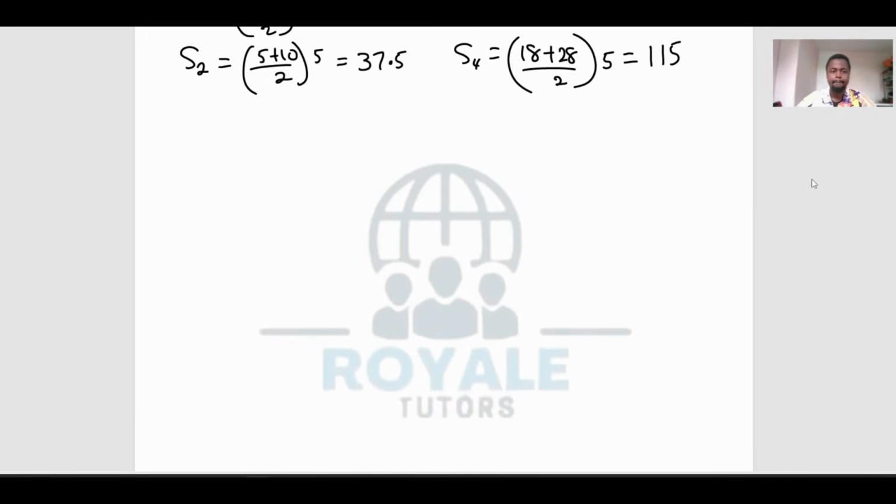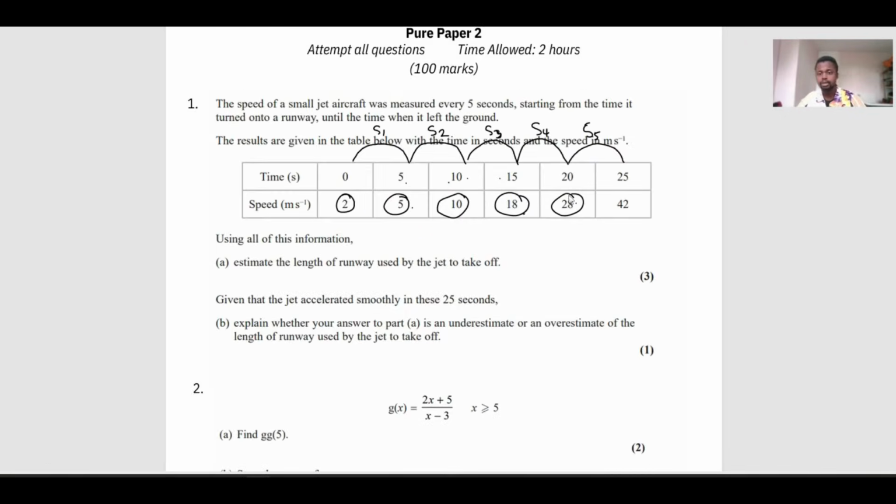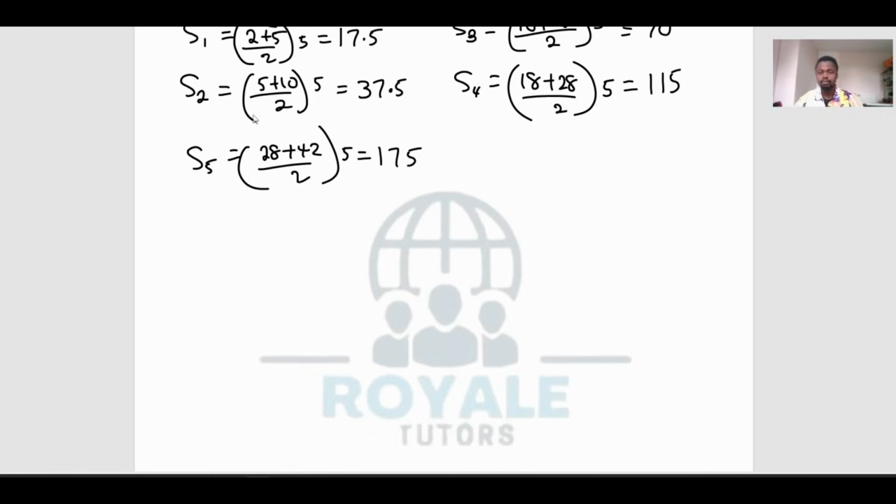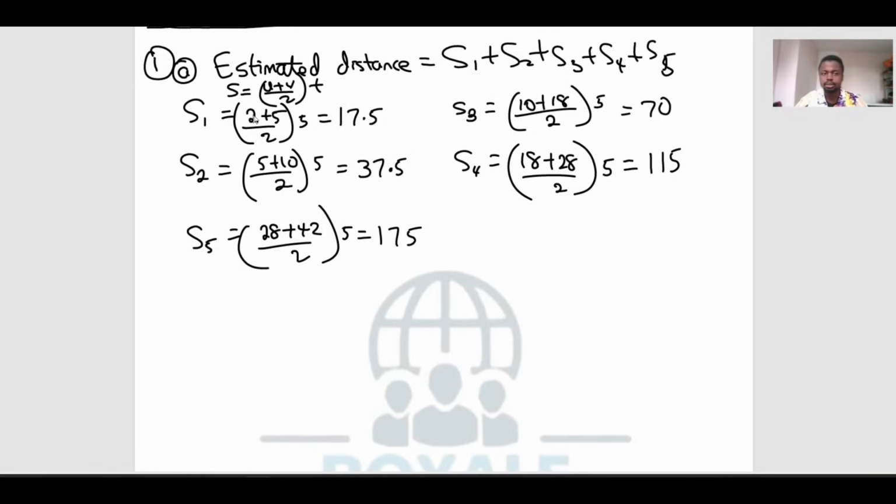So let's see. For S5, it's going from 28 to 42. The time is also 5. So that will be (28 plus 42) over 2 times 5. 28 plus 42 should give us 70. 70 times 5 is 350, if you divide it by 2, that should be 175. Please, you can confirm my answers. I'm just trying to do them.